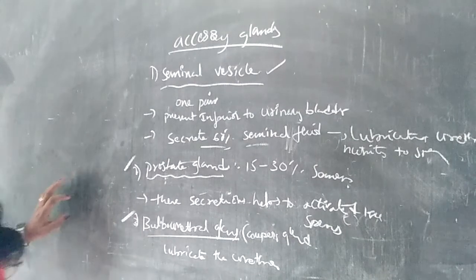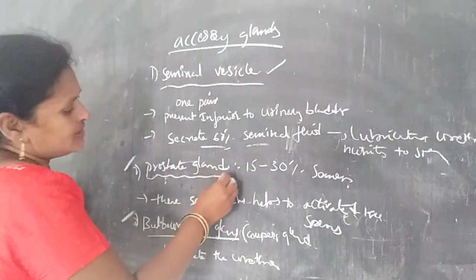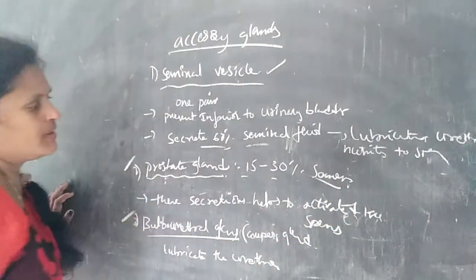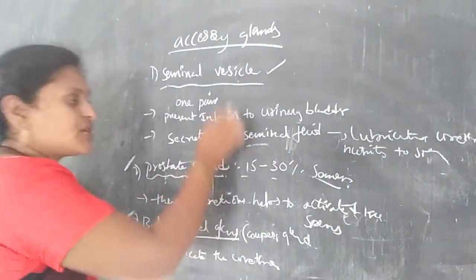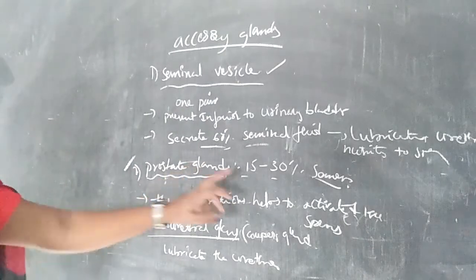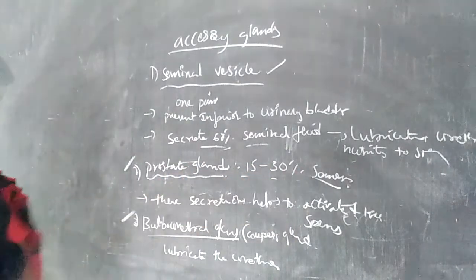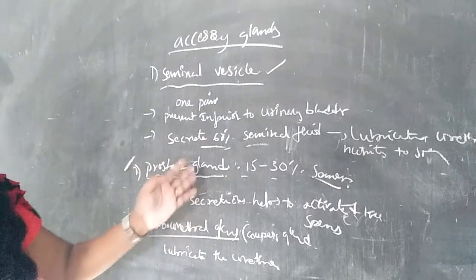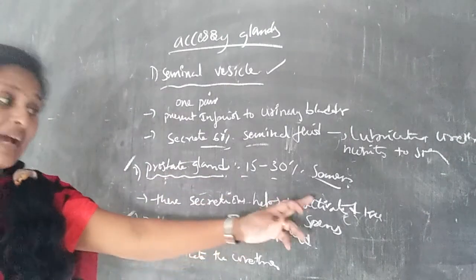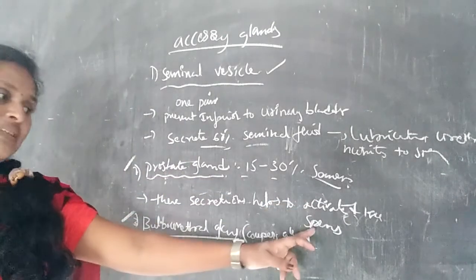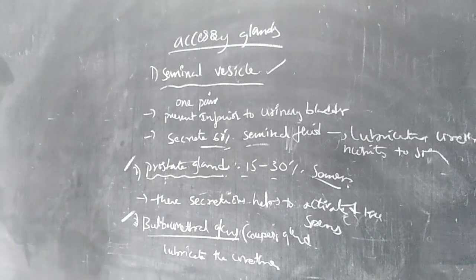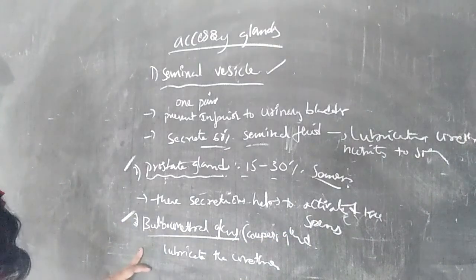The next one is the prostate gland. It contributes 15 to 30% of the semen, while the seminal vesicles contribute 60% of the seminal fluid. It also secretes some secretions. These secretions help to activate the sperms and supply nutrients to the sperms. And the next one is the bulbourethral glands.